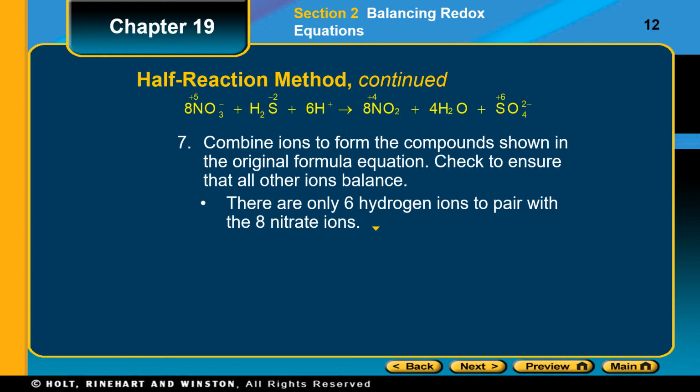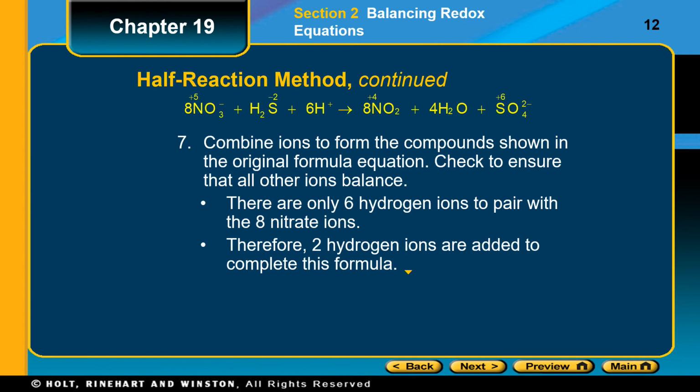So that's where it says here we're going to have to add some hydrogens. We're going to have to add 2 hydrogen ions to the left side, but what you do to one side, you have to do to the other. Okay, so we add 2 hydrogens to the left side so that they can combine with the nitrates to form this. And then we have our H2S. Then we have 8 NO2, that's good.